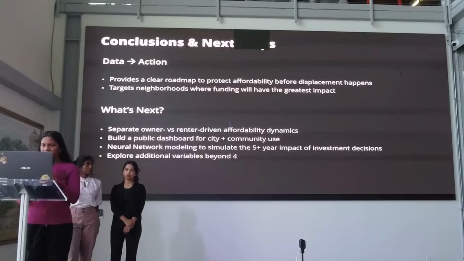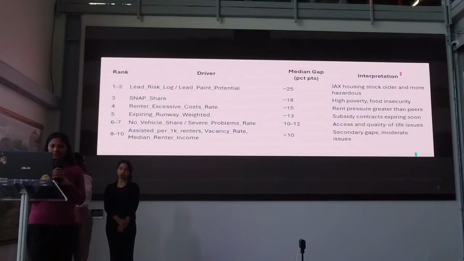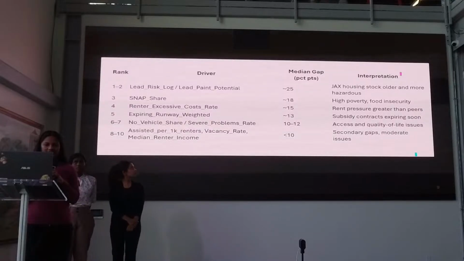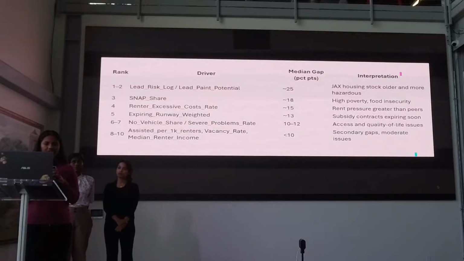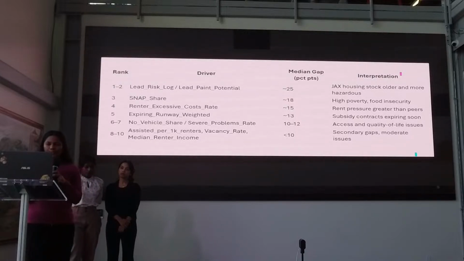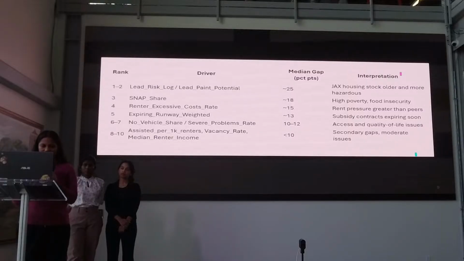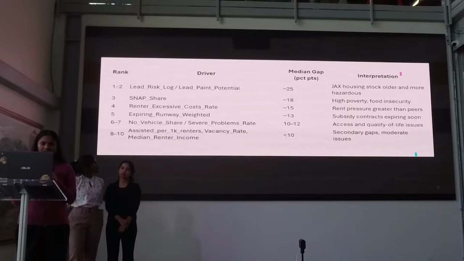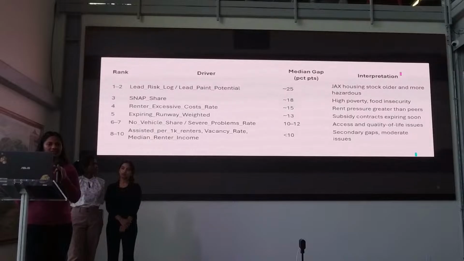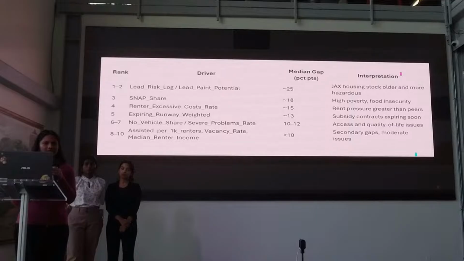The results turned out to be surprising. One of the results we found is that the variable of lead risk is ranked first, the priority, followed by the SNAP share and rent-burdened cost rate. These are the rankings of the variables that we assume are affecting Jacksonville's current affordability and sustainability.